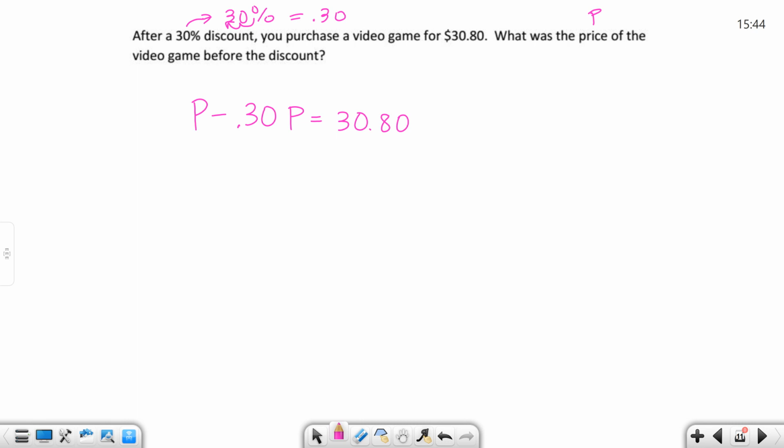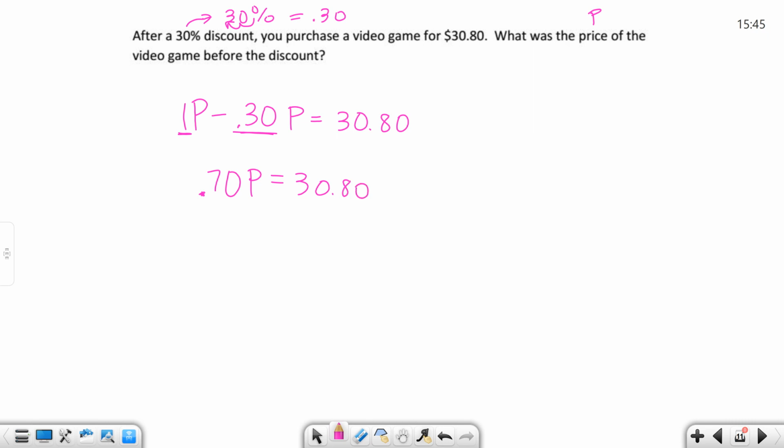And that's where we're headed here. See, the coefficient of P is 1. Well, what is 1 minus 0.30? Look, y'all think about money. What is $1 minus 30 cents? 70 cents. Aha. So this is really 0.70, that's a decimal, P, and that equals 30.80.